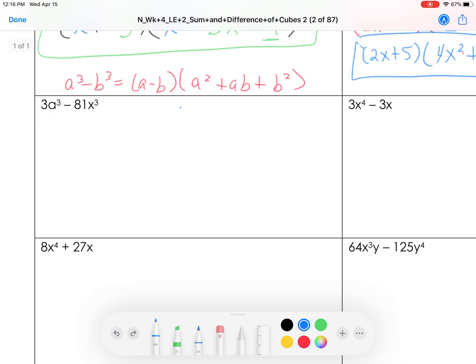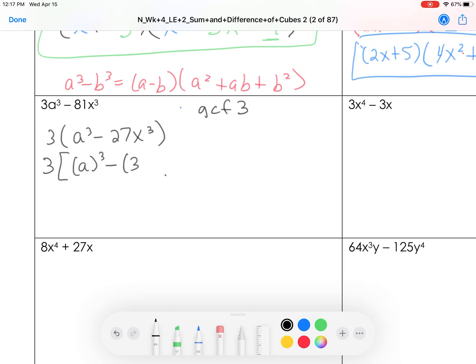So the other thing that we can check for, which we really ought to be always checking for anyway, is a greatest common factor. If we look at both of these, they are both divisible by 3. So we're going to use a GCF of 3. If we pull that 3 out front, we have 3 times a cubed minus 27x cubed. And that is the same thing as 3 times the quantity a cubed minus 3x quantity cubed.